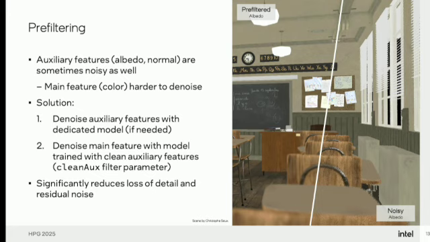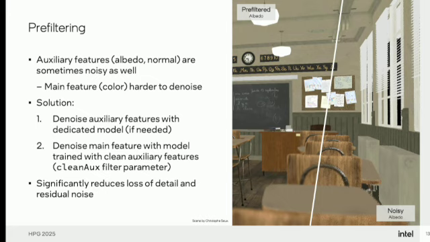In such cases, the denoising network can have a hard time preserving the finest details, even if it was trained with noisy auxiliary features. The solution the library offers is first denoising the auxiliary features with dedicated models, and then denoise the main feature, which is typically the color, using these clean auxiliary buffers. We've discovered that it's important to denoise the main feature using a model which was trained with clean auxiliary features to preserve as much detail as possible.